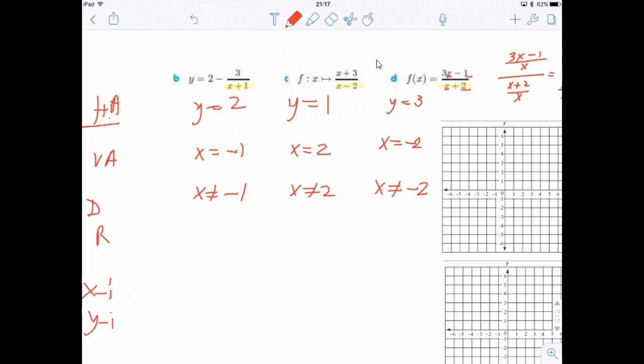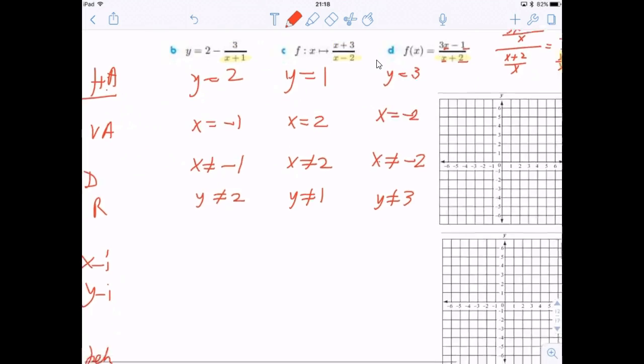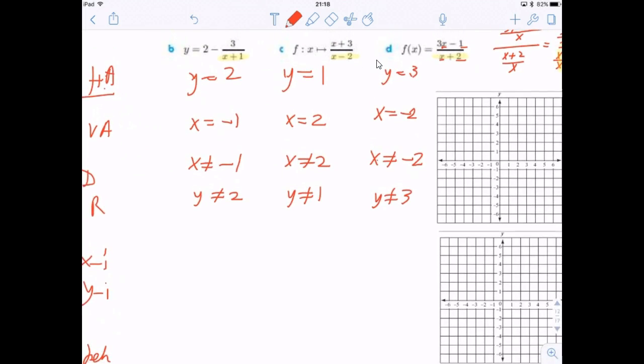What about the range? The range is directly related to the horizontal asymptote, right? The range is the y values, all possible y values, and the horizontal asymptote is the y values where the function does not exist. So if the horizontal asymptote is y equals 2, then the range is going to be y is not equal to 2. If the horizontal asymptote is y equals 1, the range is y is not equal to 1. If the horizontal asymptote is y equals 3, then the range is y is not equal to 3.